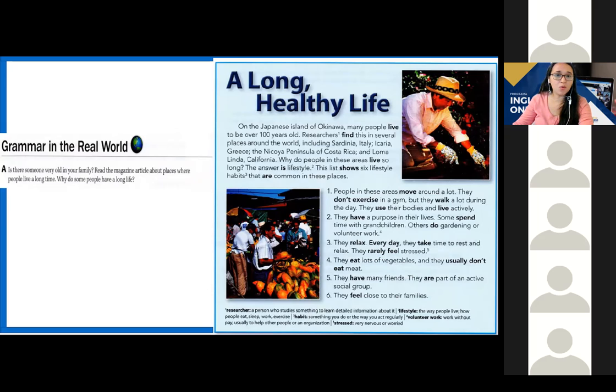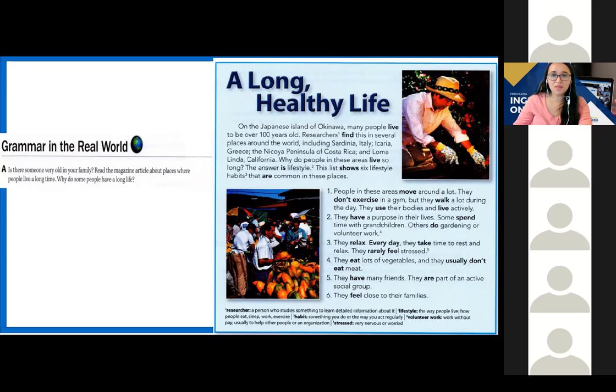Okay, can you help me with number four? Let's see, Rose, please, number four. Hello, Rose. Okay, there you are. Number four: they eat loads of vegetables and they usually don't eat meat. The opposite to us, right? The opposite to all of us, maybe. They eat lots of vegetables, and they usually don't eat meat. The opposite to our culture.